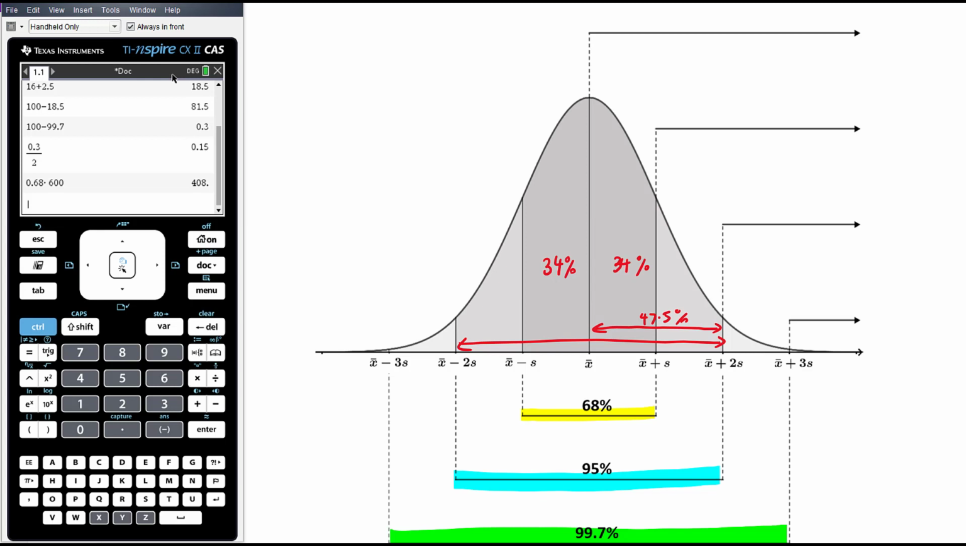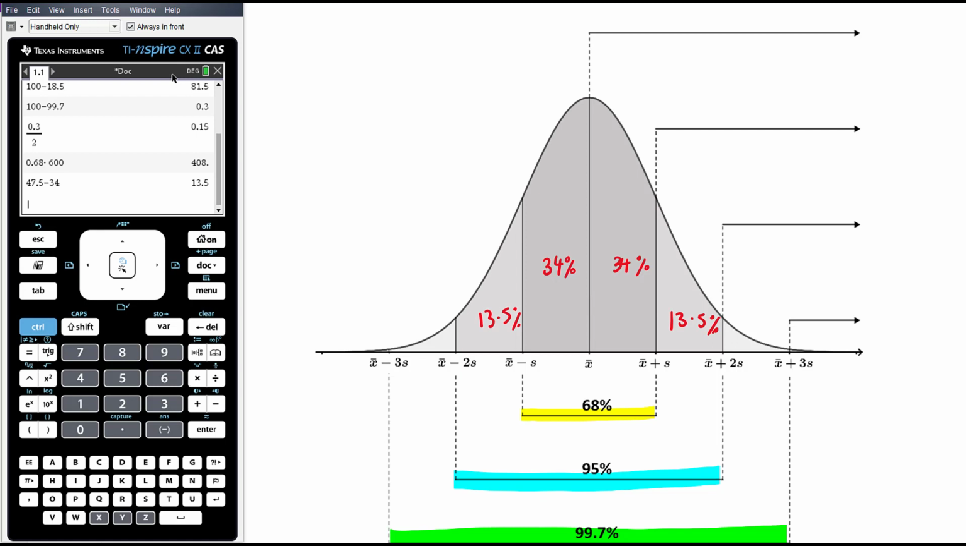If we only want to know from there to there, we know that bit's 34%. Together they have to add up to 47.5%. So we do 47.5 take away 34 to work out what's left here, 13.5%. So this bit here will be 13.5%, and this one too, and then we can use similar logic again.